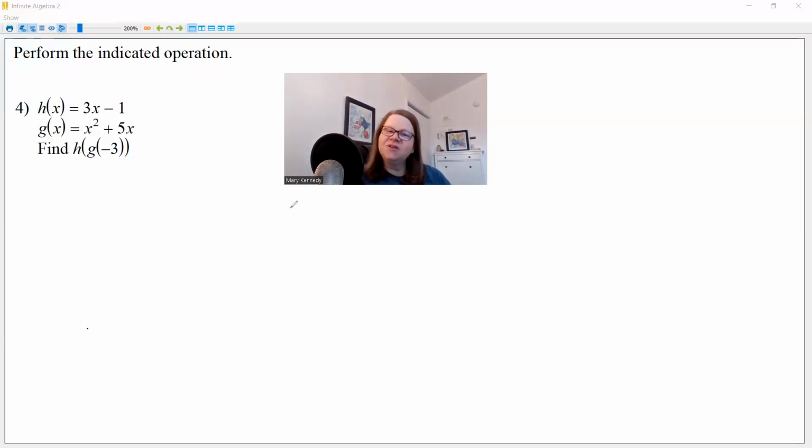All right, here is some function notation that looks a little different. I mean, I think all of function notation looks different each time. It can be confusing for sure. So we've got h of x and g of x, and we're supposed to find h of g of -3.